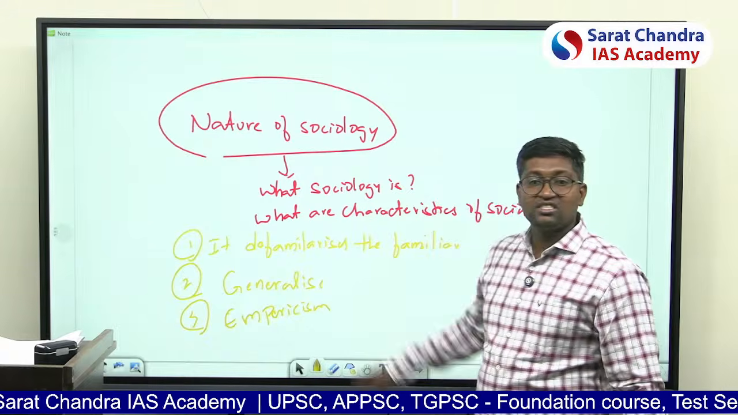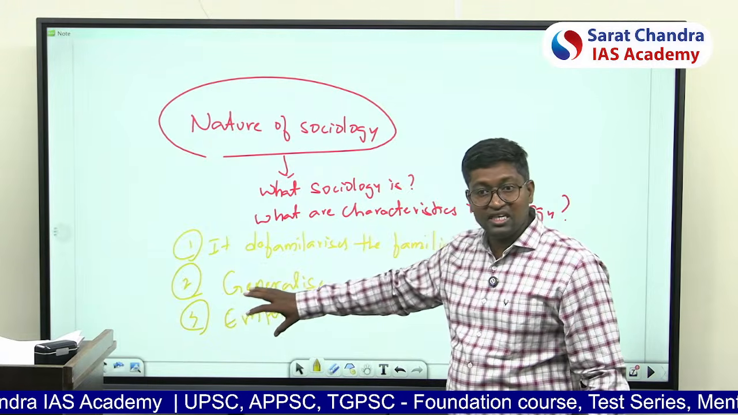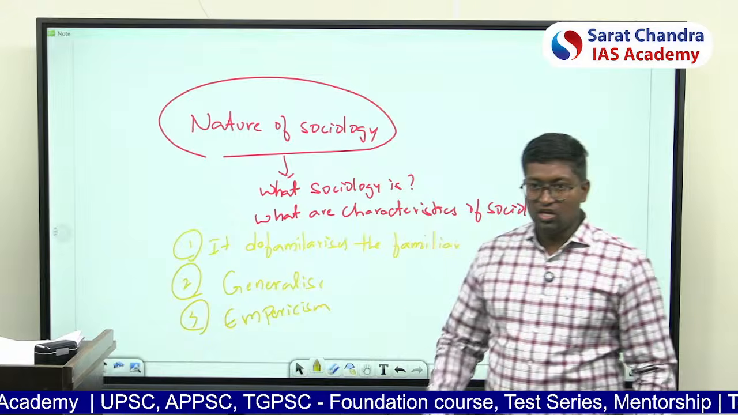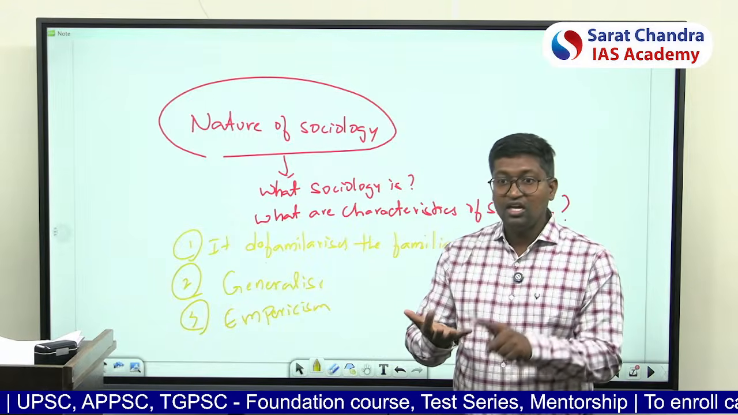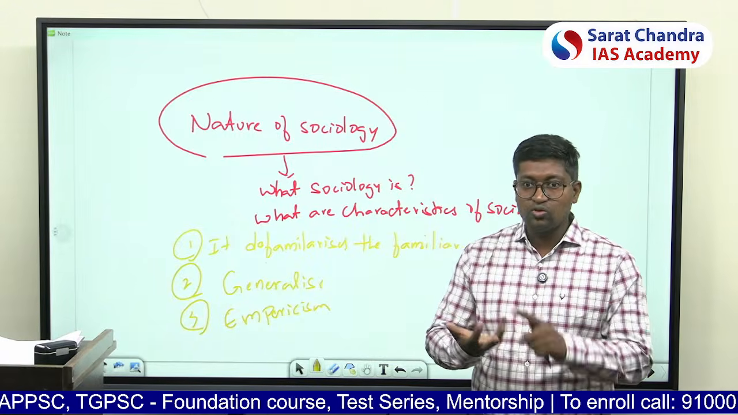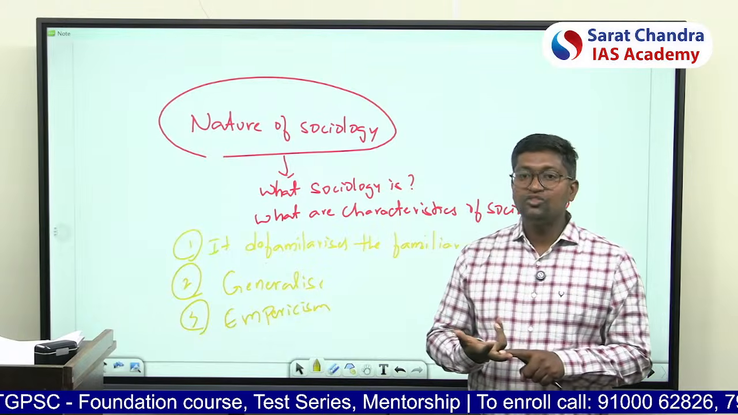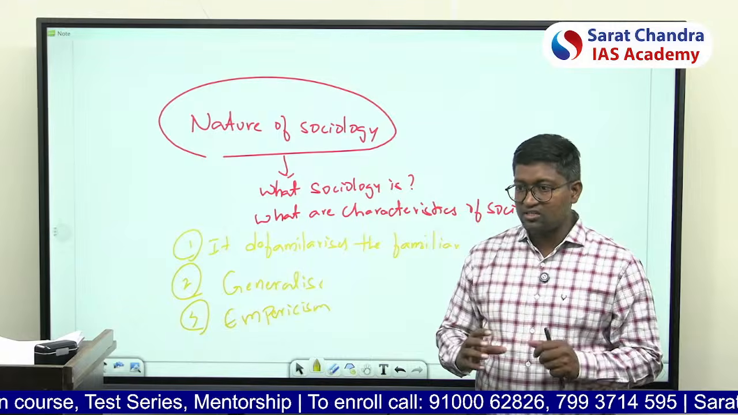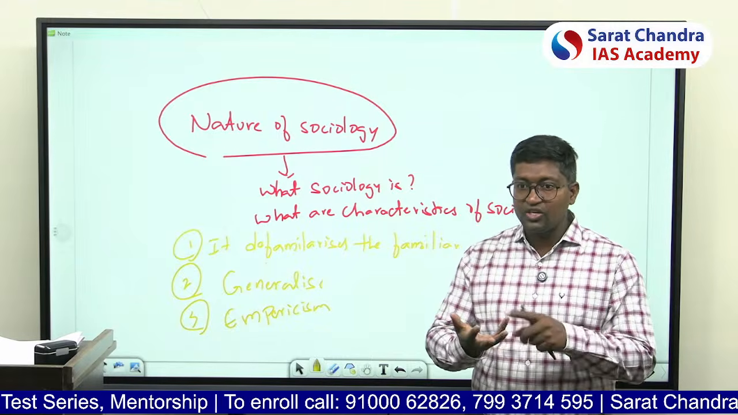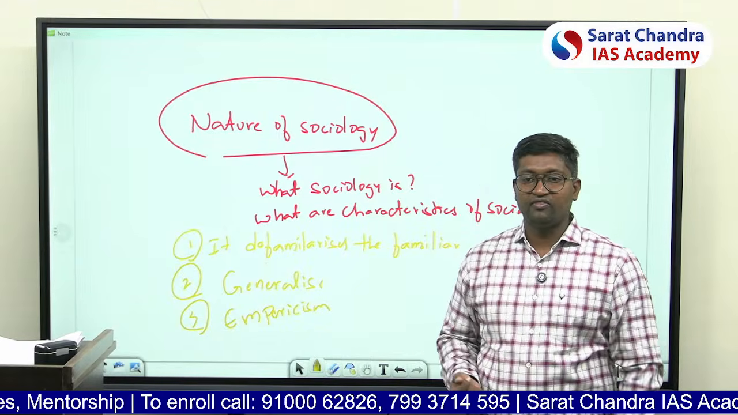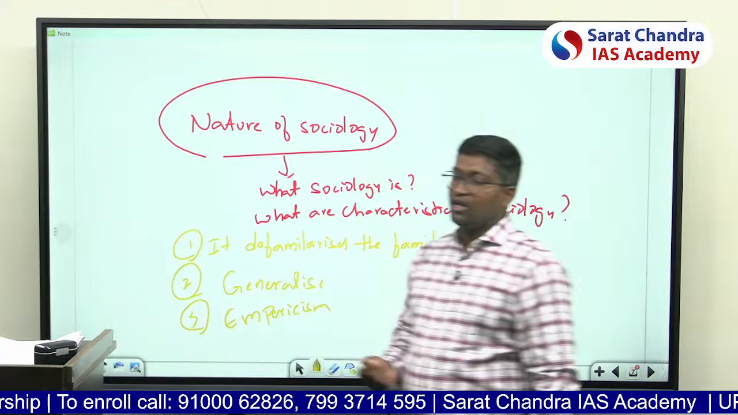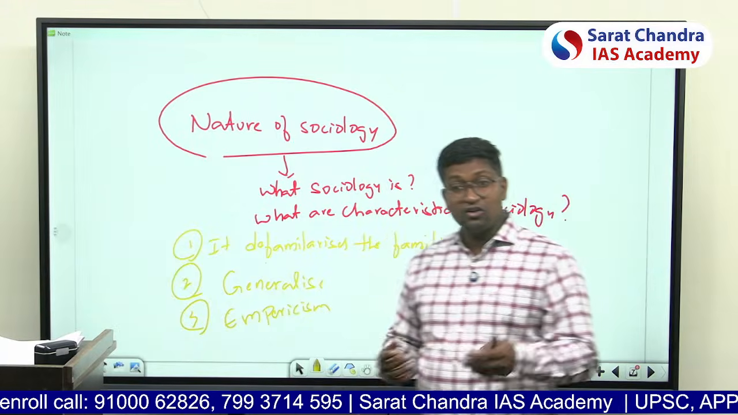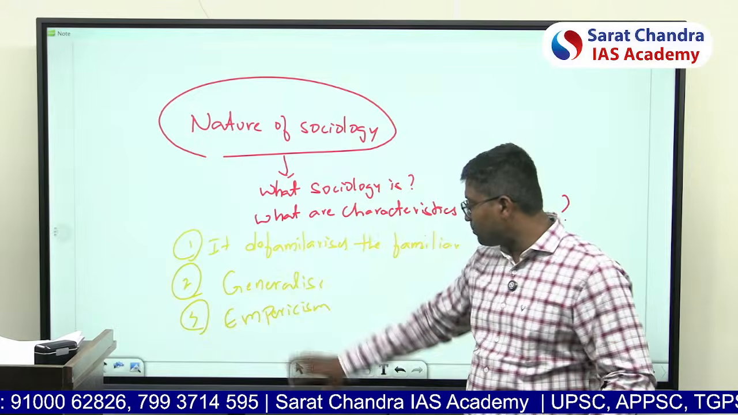Sociology is not subjective, sociology is also objective. Sociology emphasizes objective understanding and value neutrality. What are the methods we see in sociology? We do surveys, we do quantitative and qualitative research. Next, sociology is dependent on data collection, empiricism.